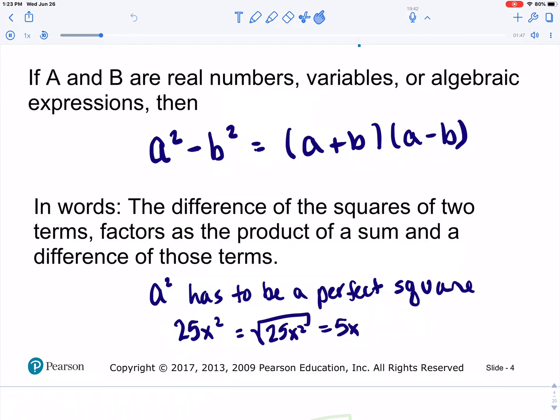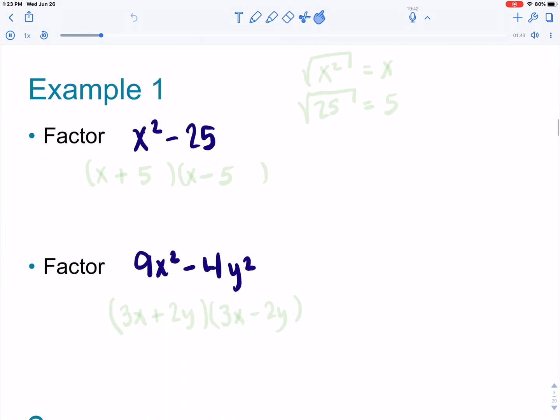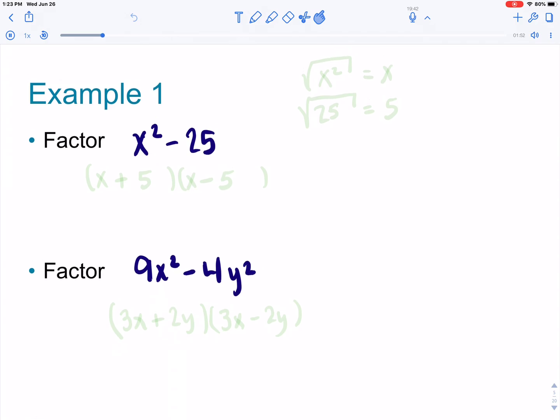So, first example, x squared minus 25. What we're looking at is, is x squared a perfect square? Which it is, because x times x is x squared. And again, the square root of 25 is 5. So that's also a perfect square. So then what we do is we set up our two brackets, x and x, plus and minus, and then the 5 and the 5, because 5 times 5 makes the 25.